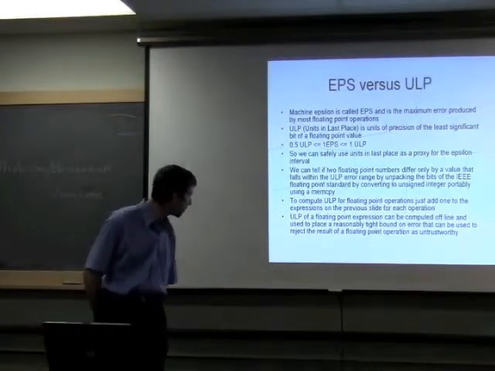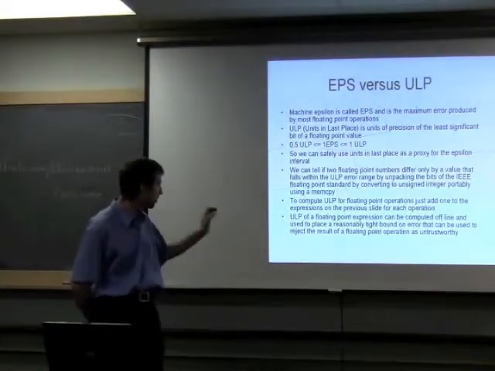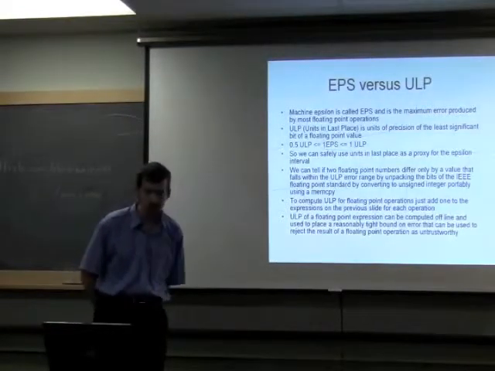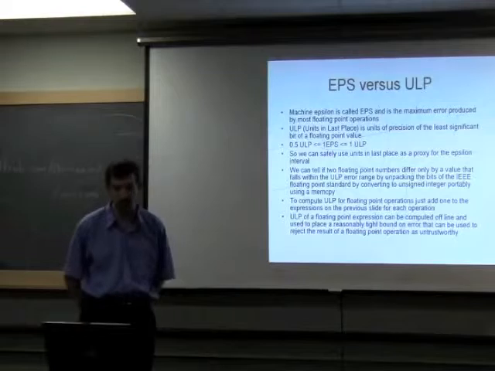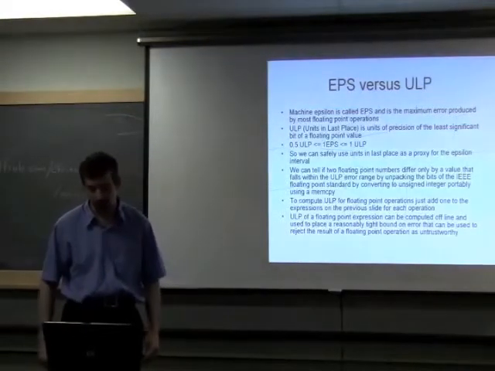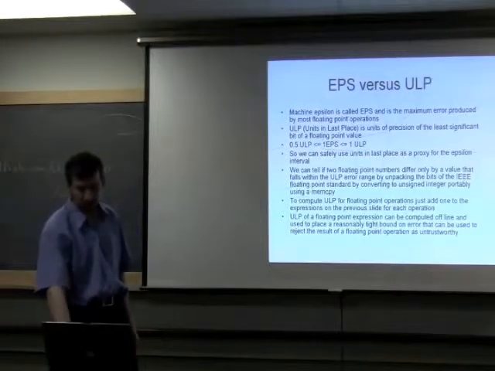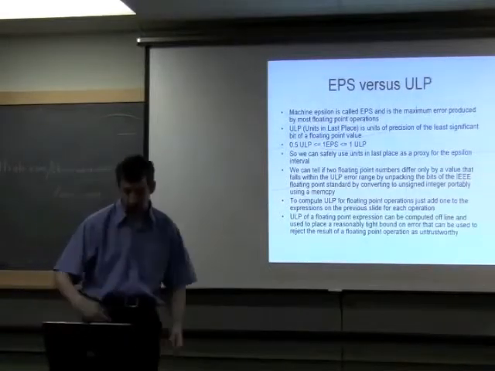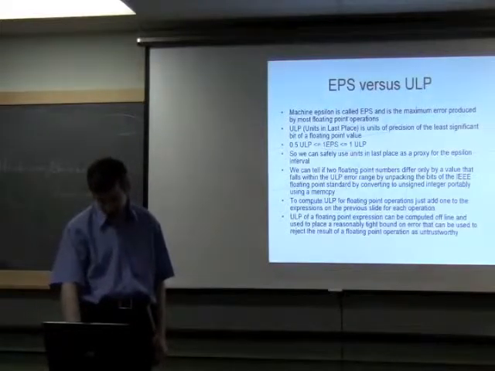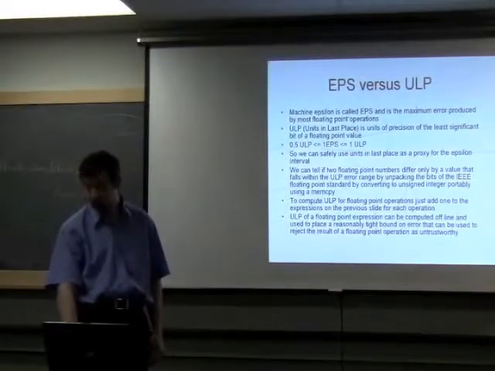So to compute the units in last place for error of floating point operations, you just use the equations on the previous slide and add 1 to all of them, because each operation in general is going to add one unit of imprecision. And then those accumulate as you go through more operations. Those are absolute errors, not relative errors. Units in last place? Yeah.